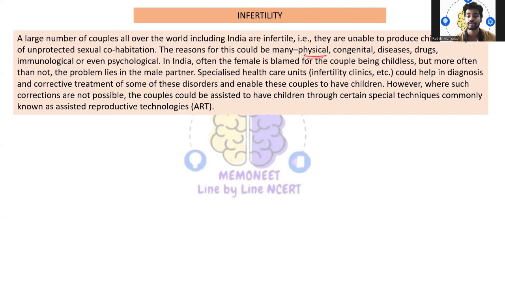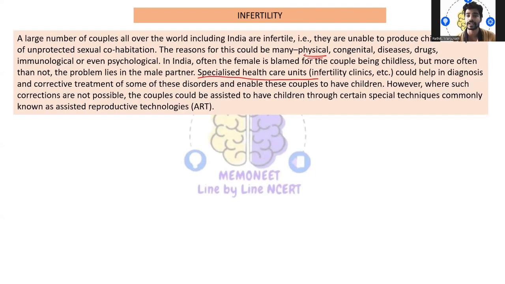Sometimes you will see the problem in both the parents, and sometimes in the male parent. That's why nowadays, because of advanced technology, the couple can go to specialized healthcare units, which are nothing but infertility clinics, where they can test whether they have any disorders and whether they are able to bear a child.